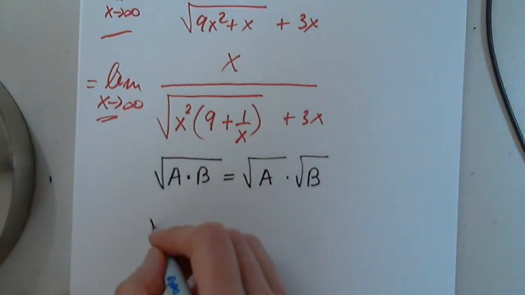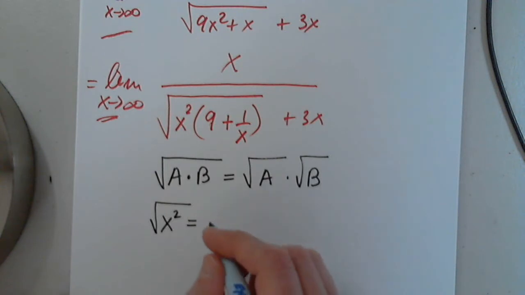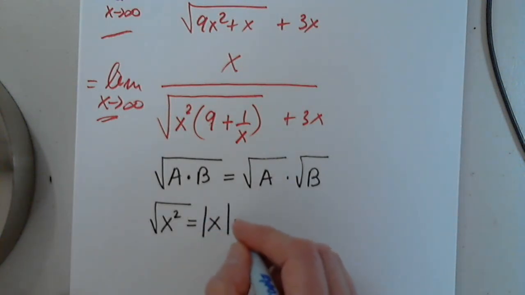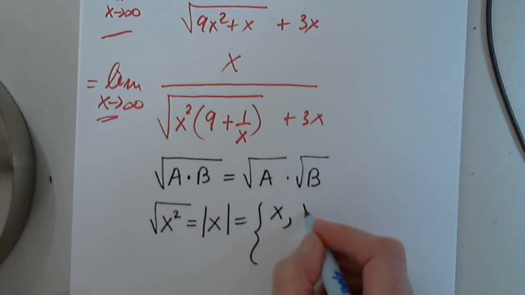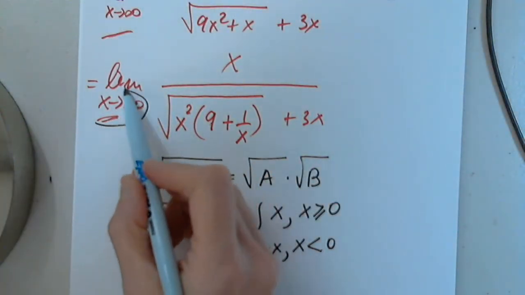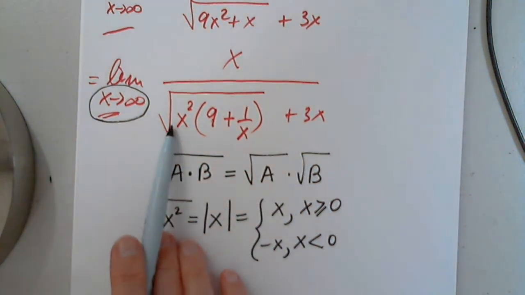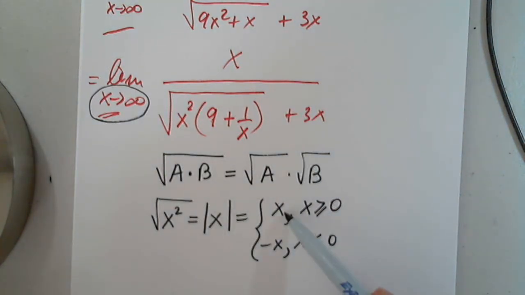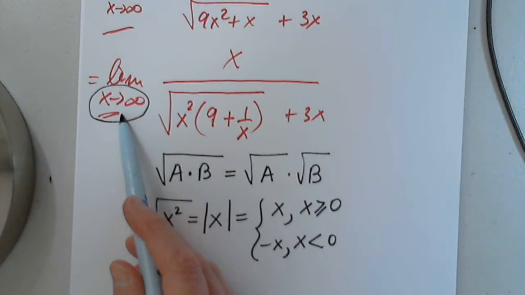Also, remember what the square root of x squared equals to. And we have to remember that this is the absolute value, which in turn is x for x greater than or equal to 0 and negative x for x less than 0. That's why we talked about this absolute value. It pops up all the time, even in limits. So because x approaches infinity, what will I replace the square root of x squared by? Will I replace it by x, or will I replace it by negative x? X. Of course, because positive infinity is here.